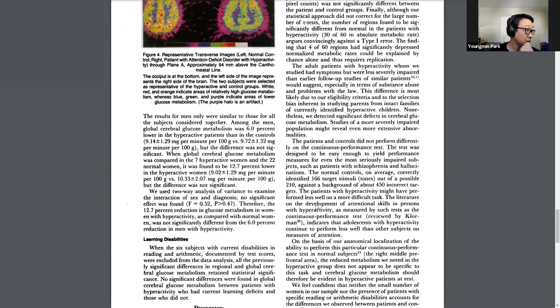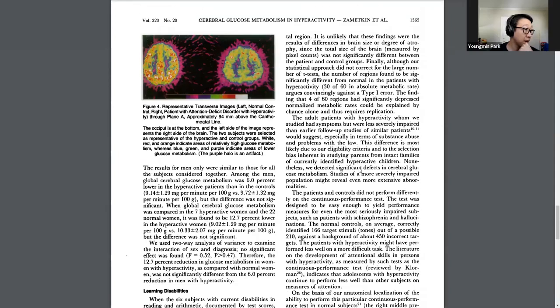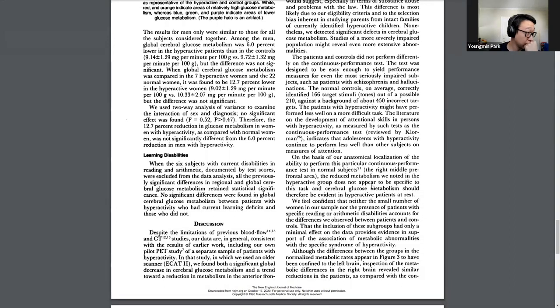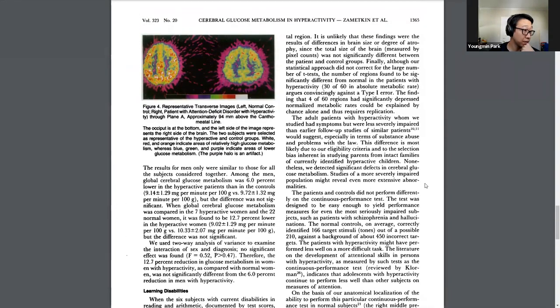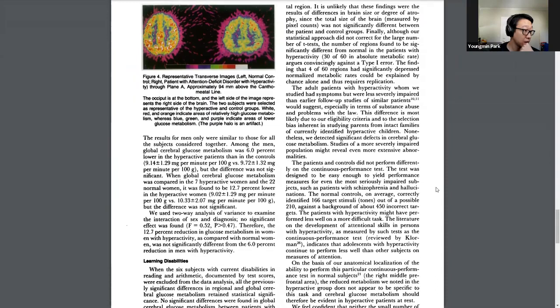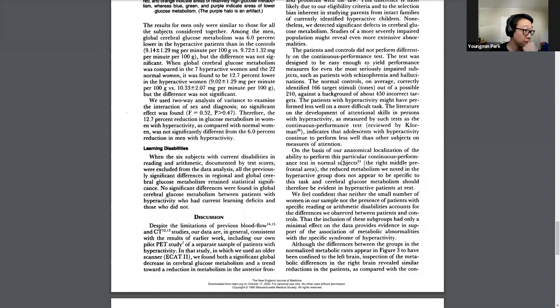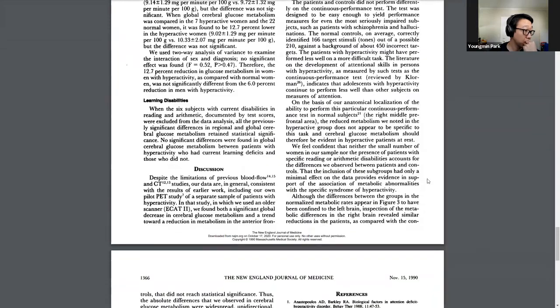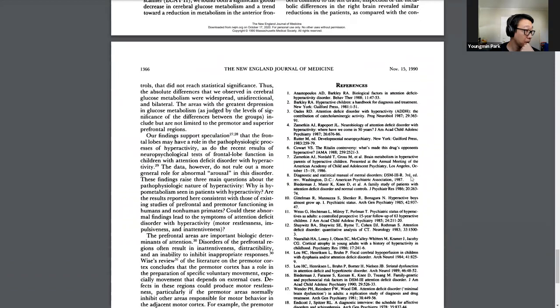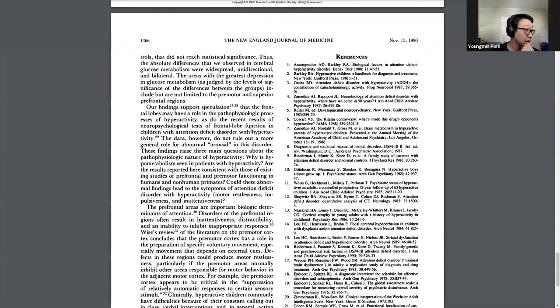All right, so they mentioned stuff in the discussion about p-values and different type 1 errors, and again, I'm a little limited in my understanding of statistics, so I won't go into that. But solid paper. Our findings support speculation that the frontal lobes may have a role in the pathophysiologic processes of hyperactivity, as do the recent results of neuropsychological tests of frontal lobe function in children with ADHD.